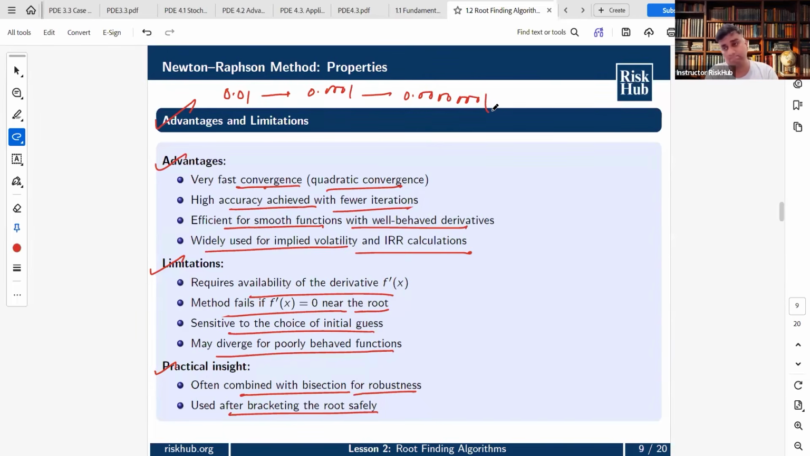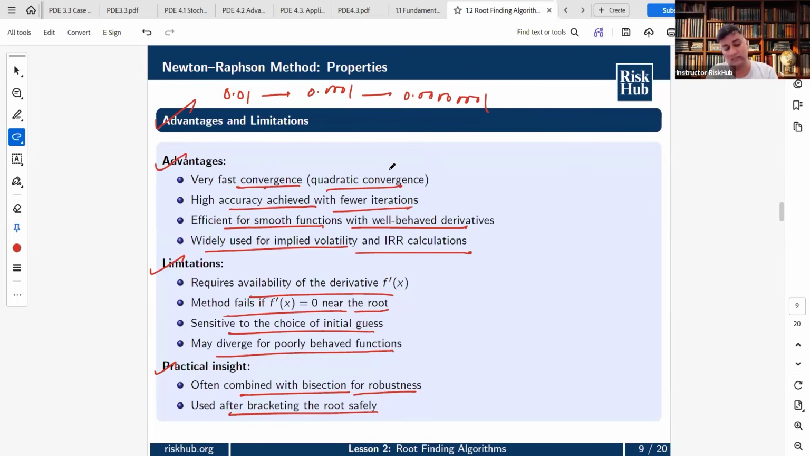The limitation here is that we need derivatives, right? We need derivatives, which are f'(x), right? Sometimes the derivative is hard to compute. It fails if f'(x) is equal to 0, a division by 0 problem. It is sensitive to the starting point; a bad initial guess can diverge. A poorly behaved function can jump away from the root.